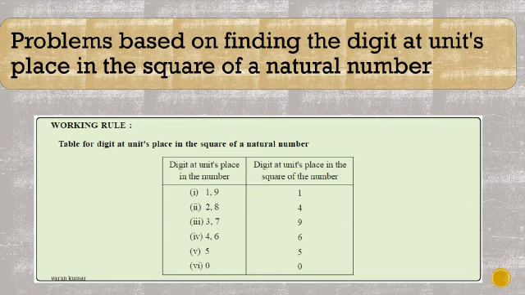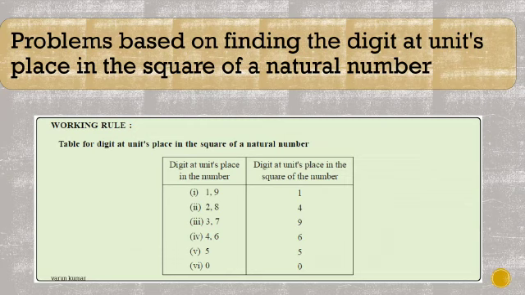Next is 5. When we take a square of any number having unit digit 5, then we see that the square also has 5 at its unit digit place. Example, 5 into 5 is 25, or 15 into 15 is 225. We see that in both of the numbers, 5 is at the unit place.